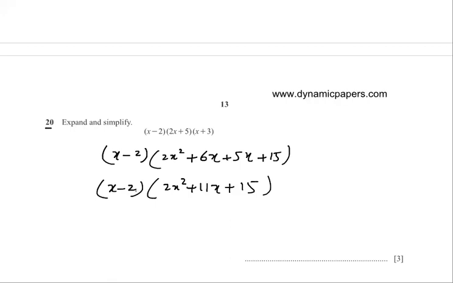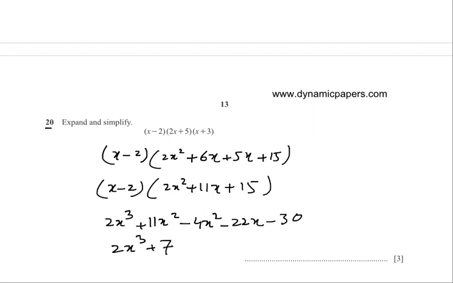Okay, now multiply. x with 2x squared is 2x cubed. x with 11x will be 11x squared. Then minus 2 with 2x squared will be minus 4x squared. Minus 2 with 11x is minus 22x. Minus 2 with 15 is minus 30. So finally we will have 2x cubed, 11x squared minus 4x squared will be 7x squared, minus 22x minus 30. That will be after the simplification.